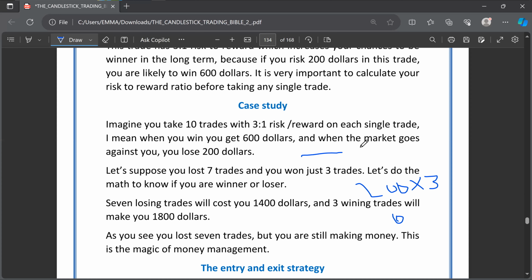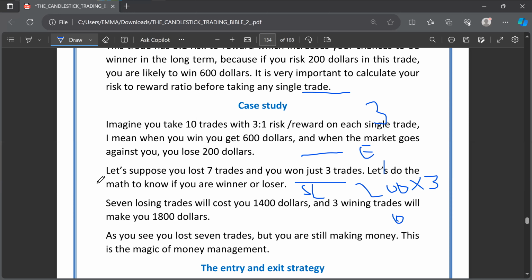So let's say your entry is around this point, and your SL around this point, that would be a buy. And your TP is around this place. So your TP will be 3, and then your loss will be 1. It means that if you lose, you are losing only $200, but if you gain, you are winning 3 times that amount of money. It is as simple as that.